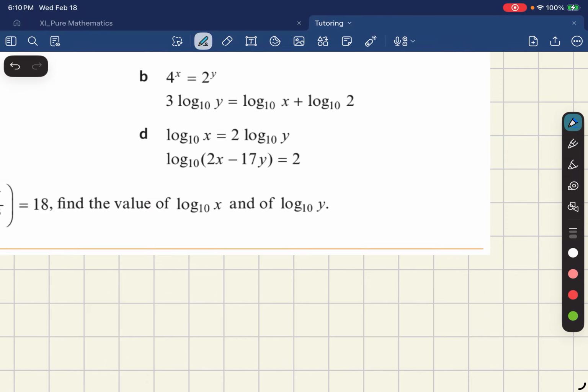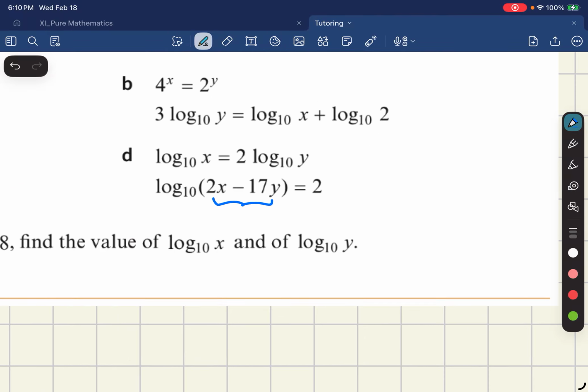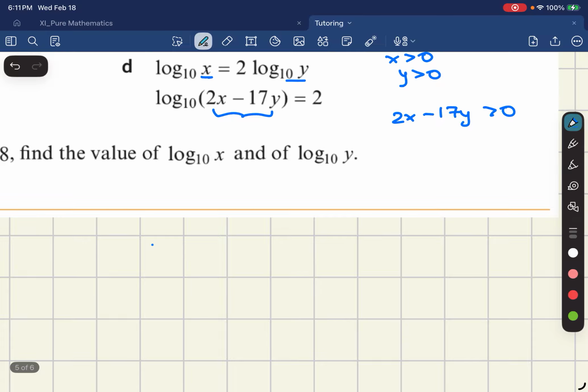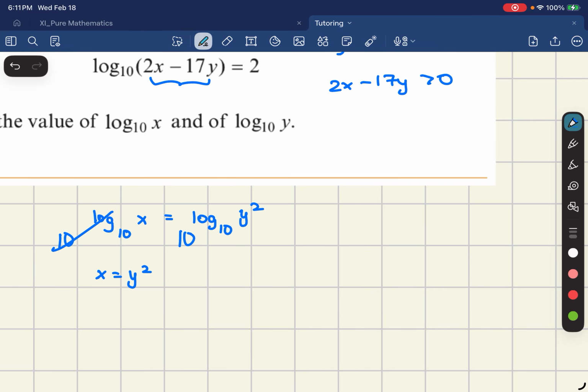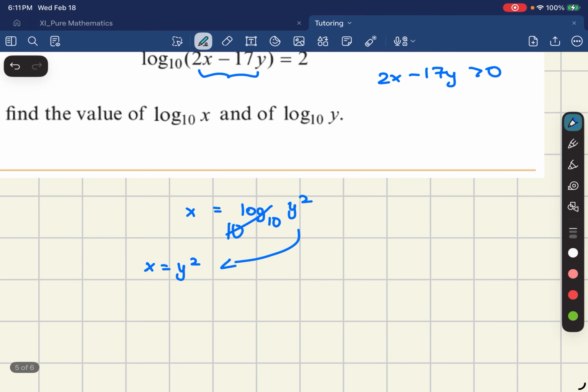And for D, we want x bigger than 0 from this part, we want y bigger than 0 from this part, and we want 2x minus 17y bigger than 0 from the third part. So let's just start solving. Log base 10 of x is equal to log base 10 of y squared, putting the exponents on top of y. So this gives me x is equal to y squared. If I put both of my exponents, this side simplifies to x, this side simplifies to y squared. So I have x is equal to y squared.